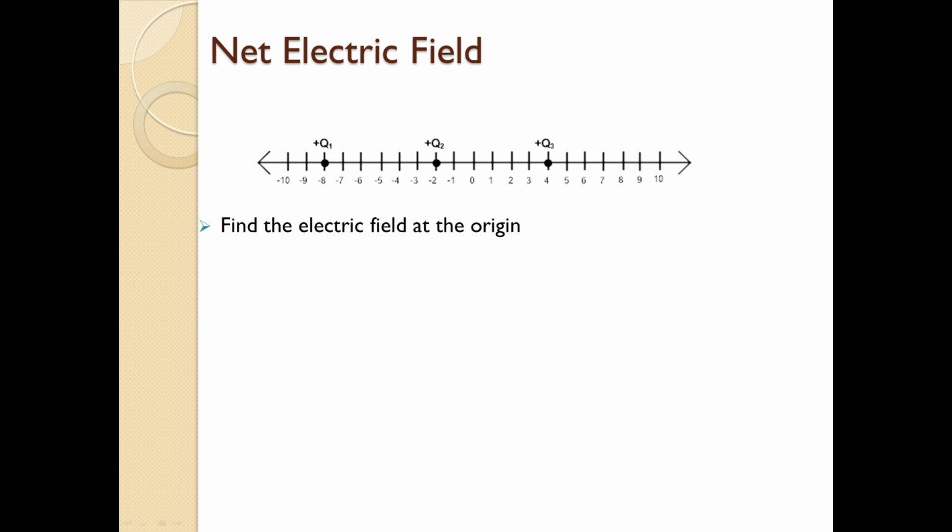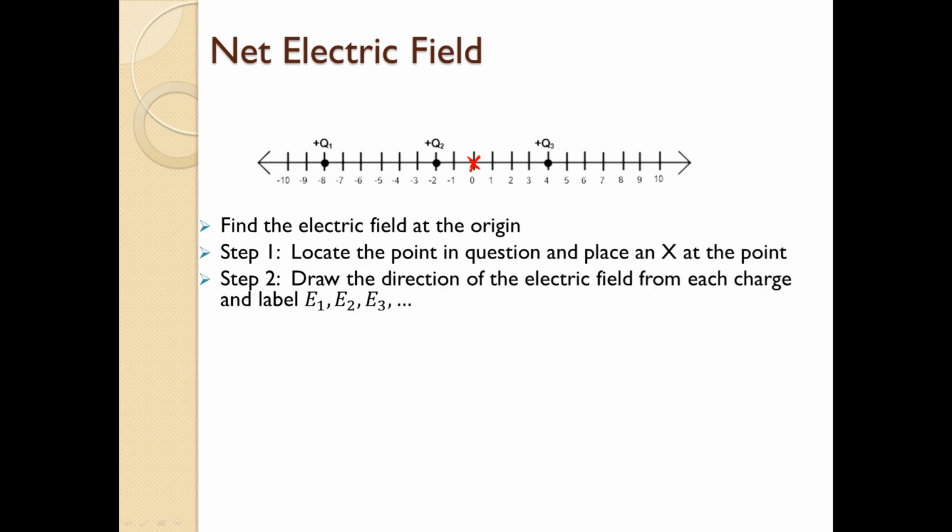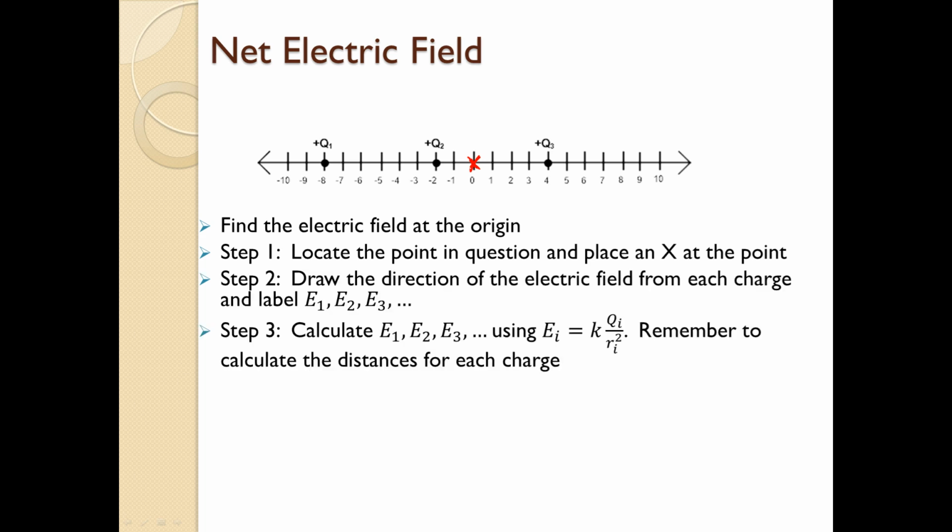The first one is to draw the point that I'm looking for. I'm looking for the electric field at the origin, which would be this point here. So I just find that point and place an X at that point. That's similar to our draw the picture step. Steps 2 and 3 are similar. I have them switched here from the way I did it for force, but we can switch them back.